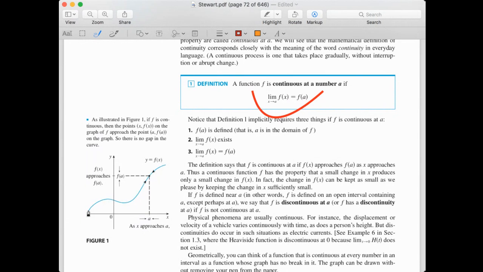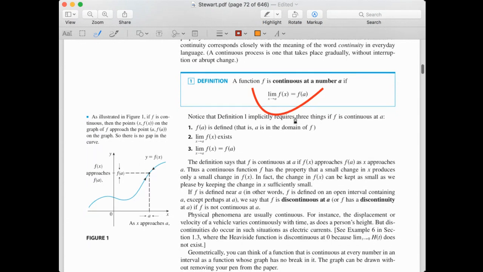The function shows as one piece of string, no break, no open circles. So we use this as the definition of function f being continuous. The left limit and right limit agree with each other and also agree with the function value. So three things agree with each other.